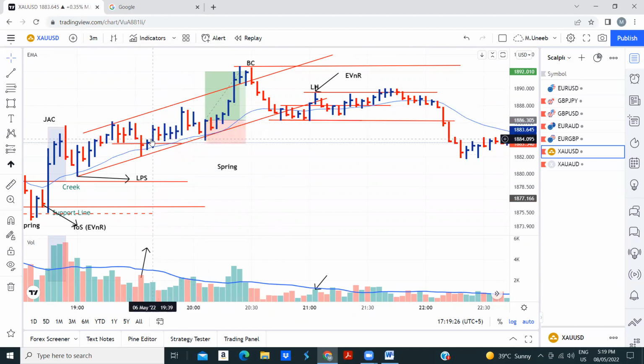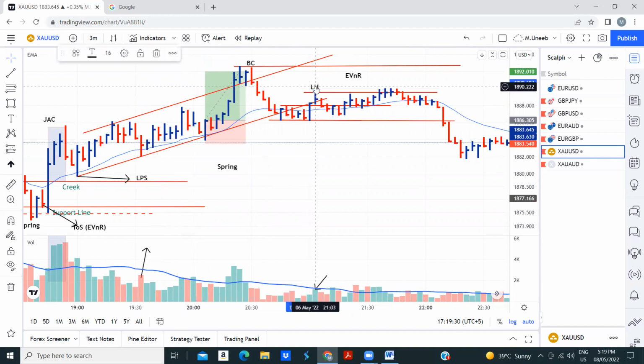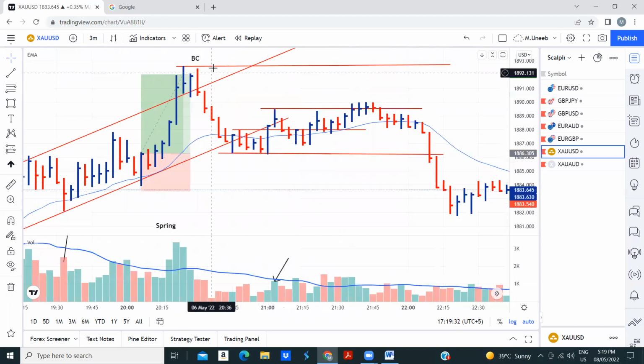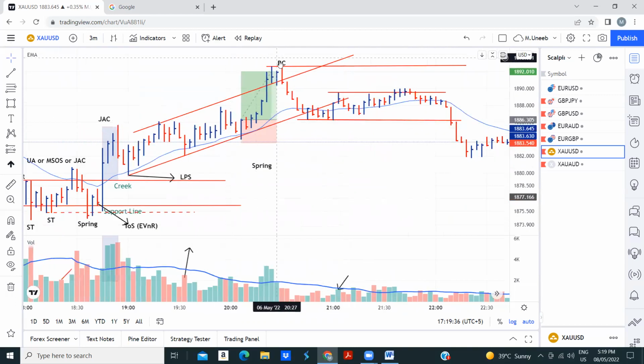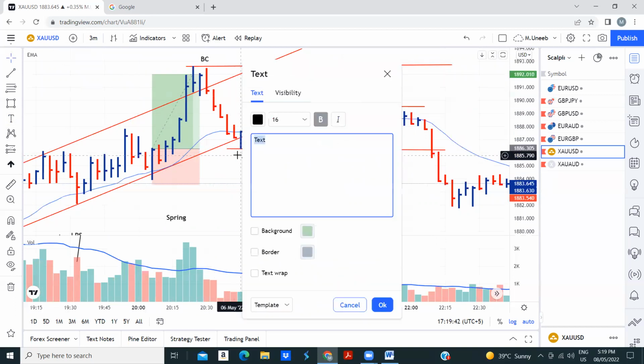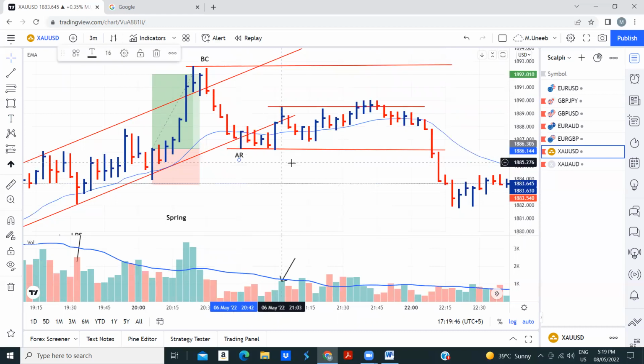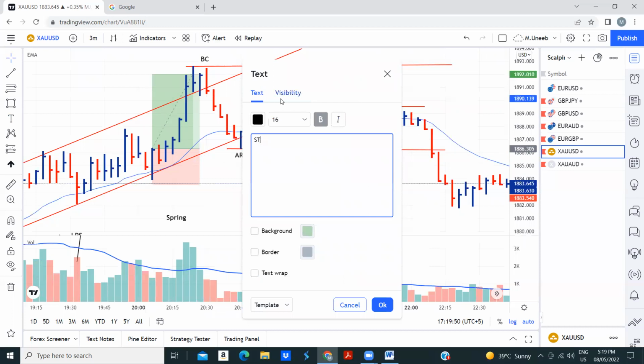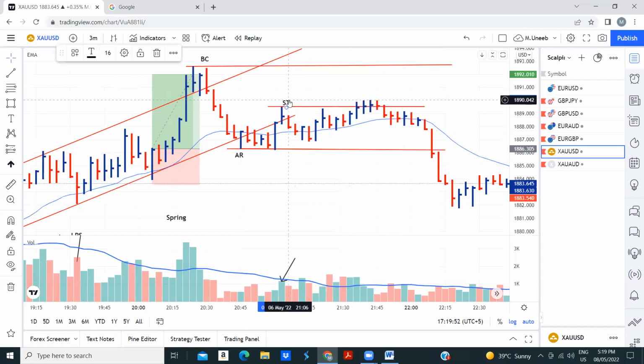Already have a clear picture. Got it? So this was actually, sorry, this was distribution. Okay, buying climax, lower high. And then what happened? After the buying climax, this one would be, tell me, AR, automatic reaction, right? And how about this one? This one would be secondary test. And I told you secondary test can happen two ways. Either it can happen on the top or it can happen in the mid.